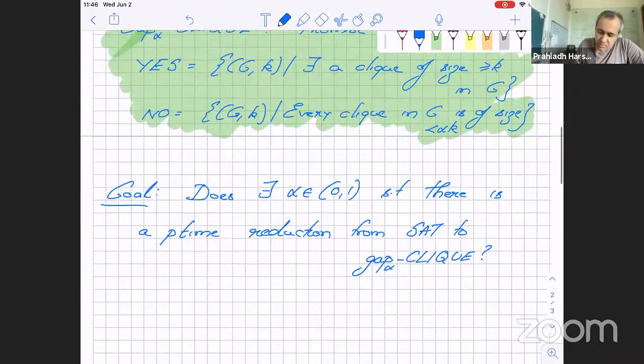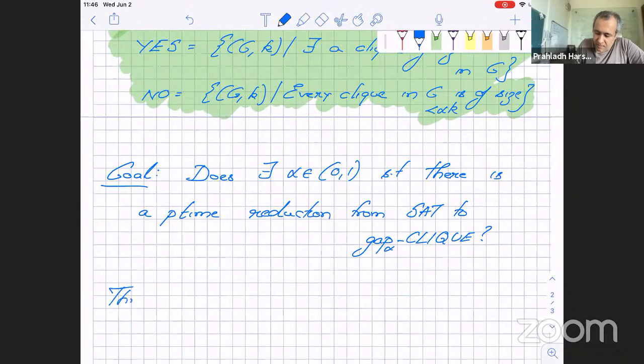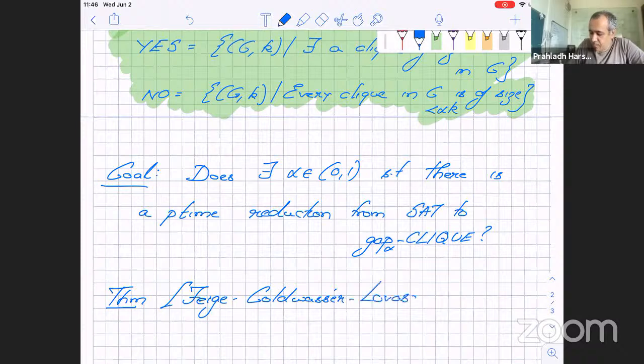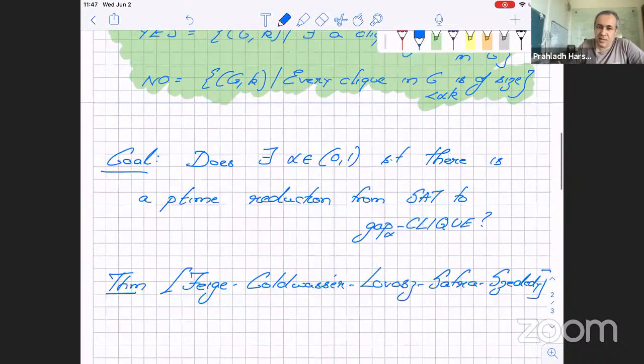So the main theorem we will show today is the following theorem due to Feige, Goldwasser, Lovász, Safra, and Szegedy from '91. We keep missing Goldwasser always; we do not know why.